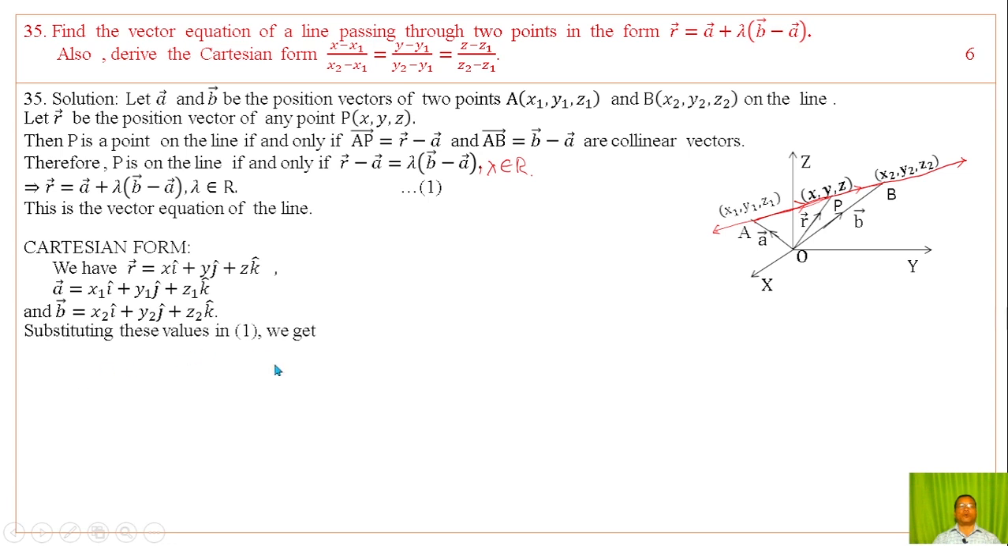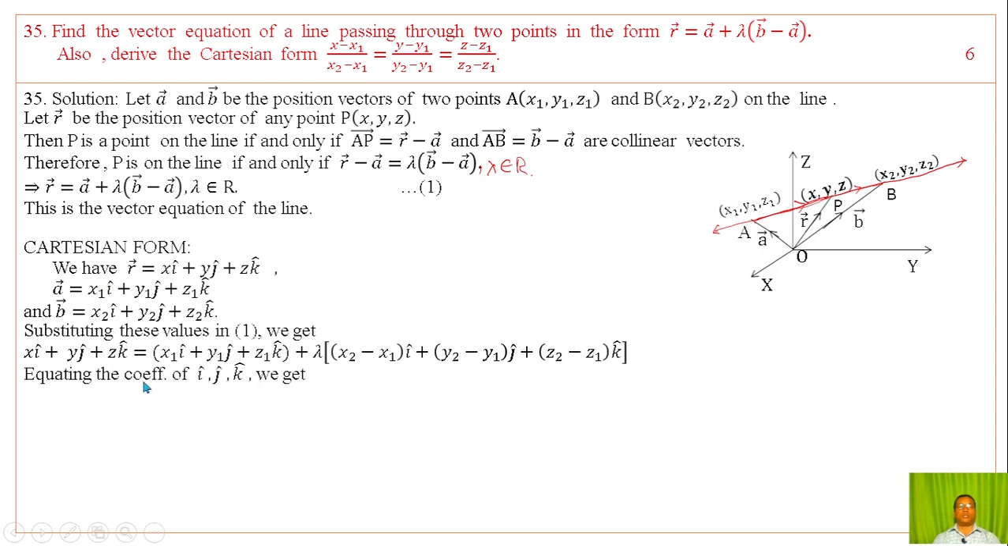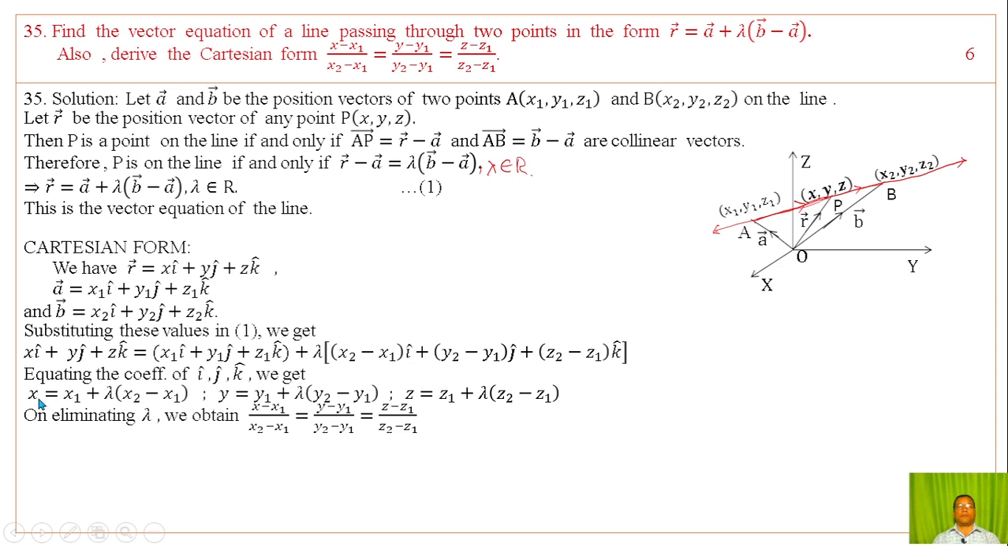we have this. Then similarly, equating the coefficients of i cap, j cap, k cap, we get this. Eliminating lambda from each, we obtain this, which is the equation of the line in Cartesian form. Hence proof.